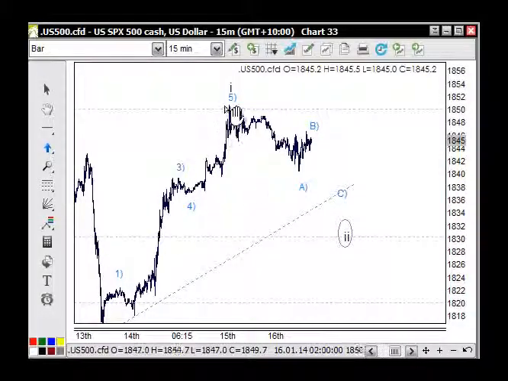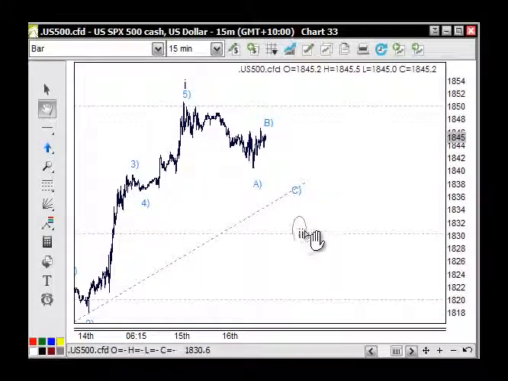Now, this particular move down through here, we're looking for a 3-wave structure: the A wave, the B wave, and the C wave. The C wave will be about the same as the A wave. If I'm wrong, then this is going to find support on the 1850 here, and wave 2 would have to be placed here as already completed. But it does appear that we've got a 5-wave structure here. It's not that clear.